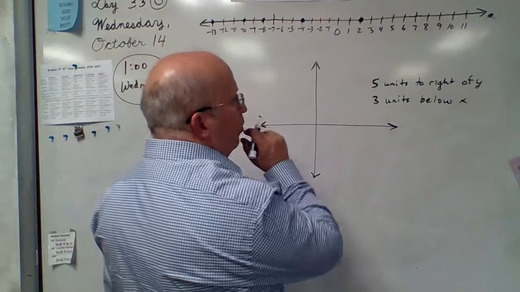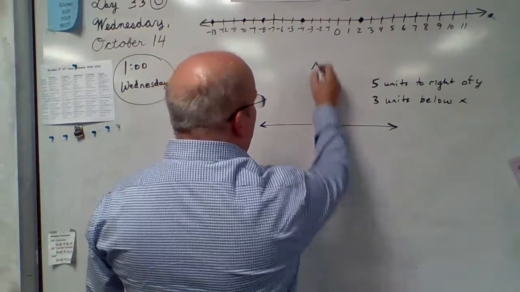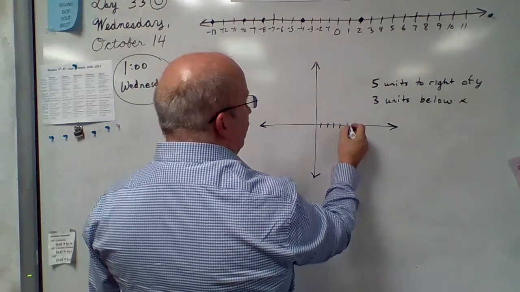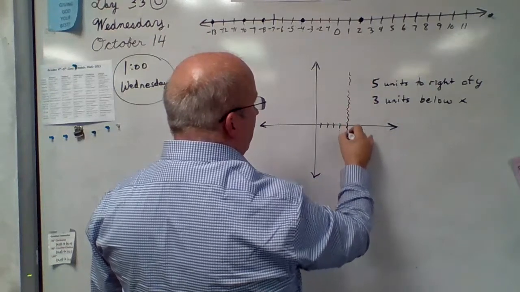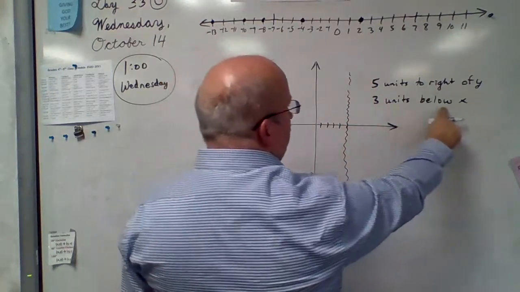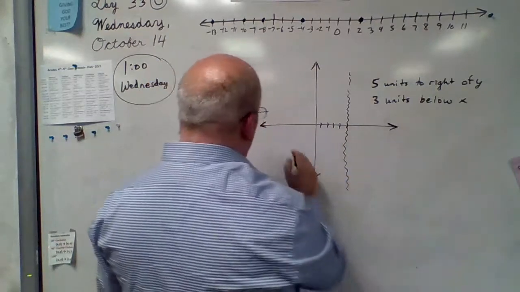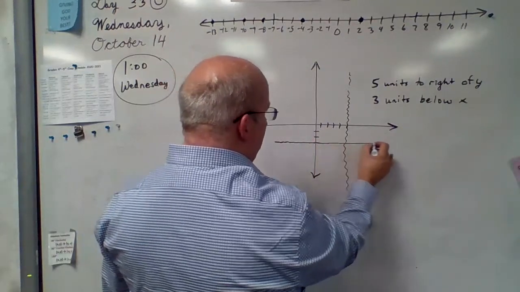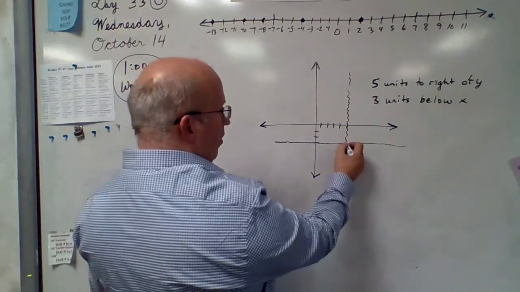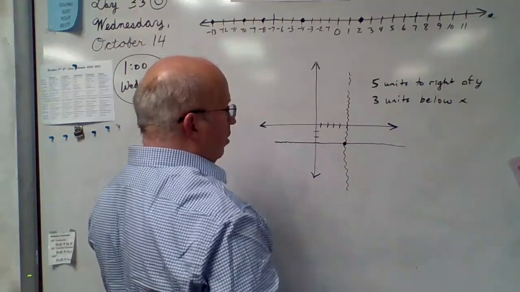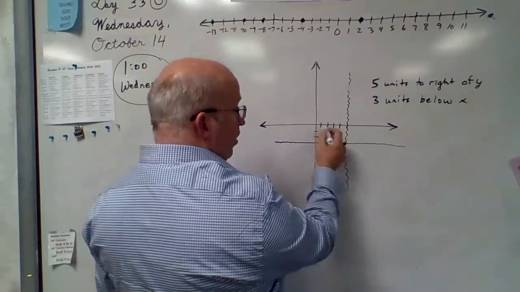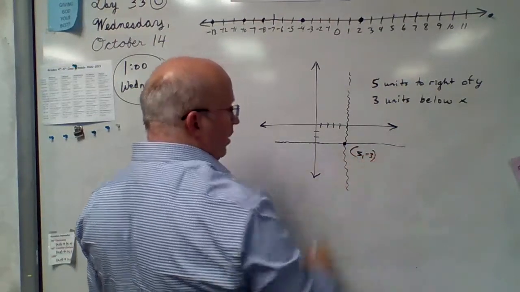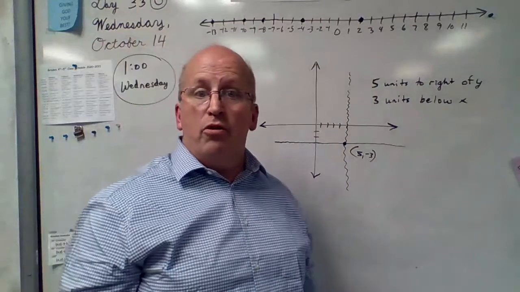Well, where would I be if I was 5 units to the right of y? This is y, right? 5 units to the right, 1, 2, 3, 4, 5. I'd be somewhere in this area. And then it says 3 units below x. Where would that be? That would be right here. Where do those two lines meet? They meet right here. What's that location? Well, start with the x value first. It's 5, -3. This is the location 5, -3. So that's the kind of thing they want you to do for number 2.